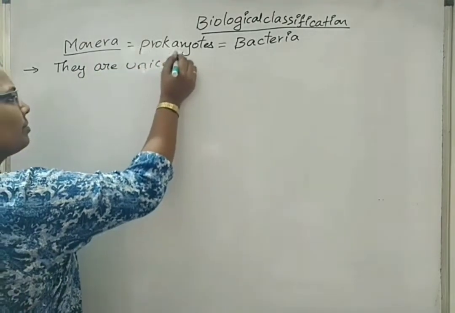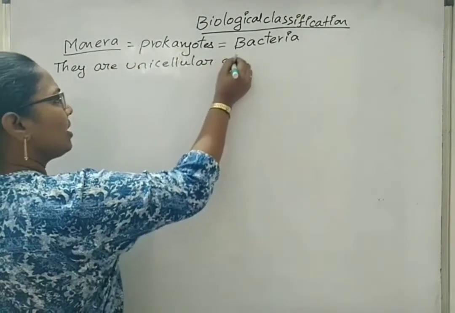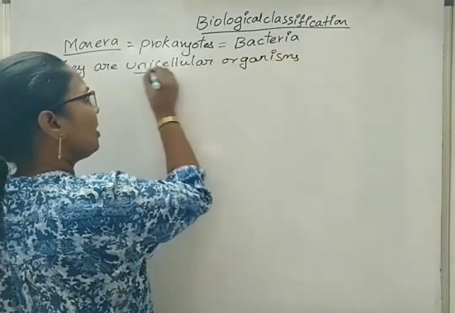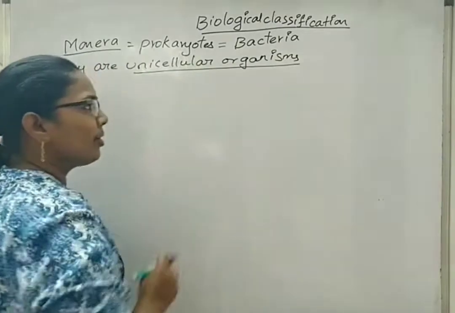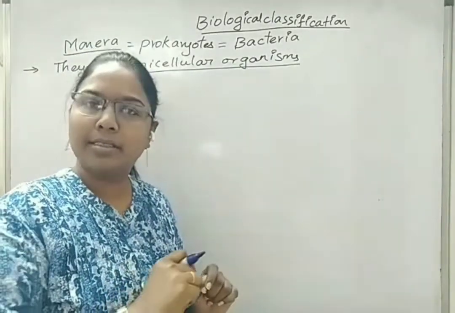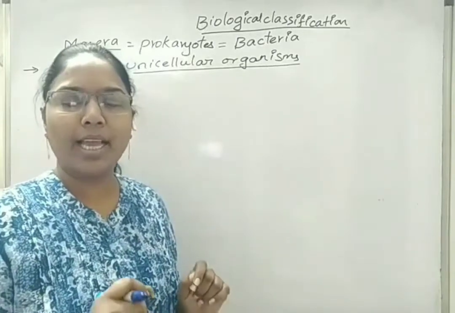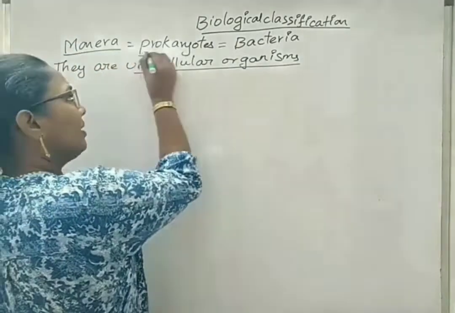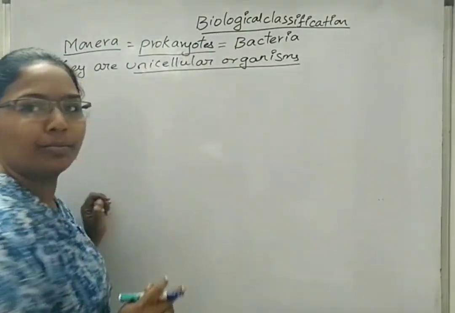unicellular organisms. Unicellular organisms means their body is completely made up of one single cell, but it carries on all types of metabolic activities that are required for the bacteria. Then, why is it called a prokaryote?